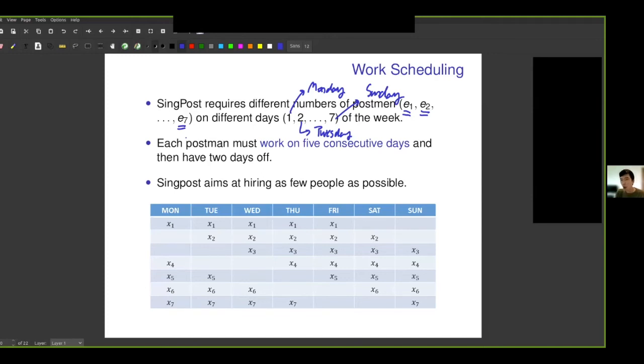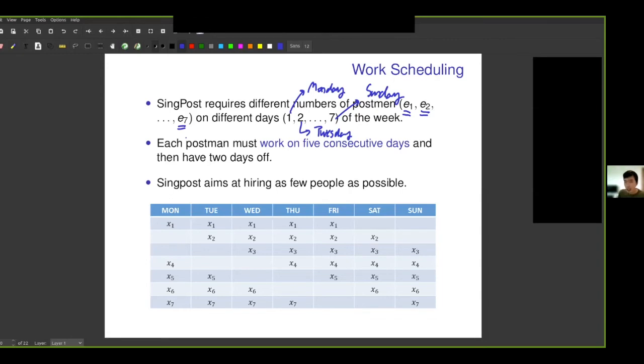But then what do you have control over? You have control over the postmen or the employees that you will hire on different days of the week. Now, in order to make this problem very realistic, there are some requirements that you need to adhere to in order to respect the physical and mental health of the employees. In particular, each employee can work consecutively for 5 days in a week, and then after these 5 days, they need to have 2 days off in order to rest.